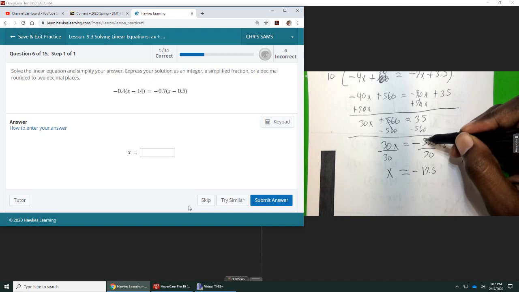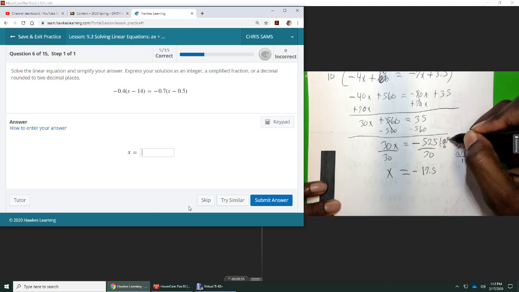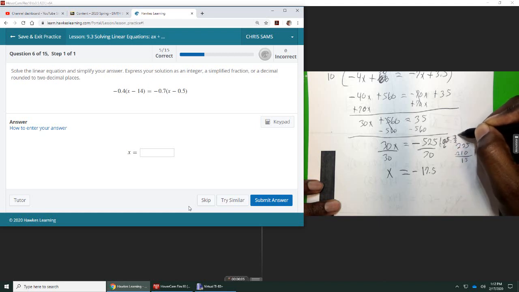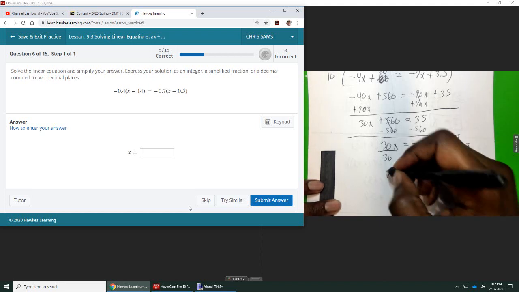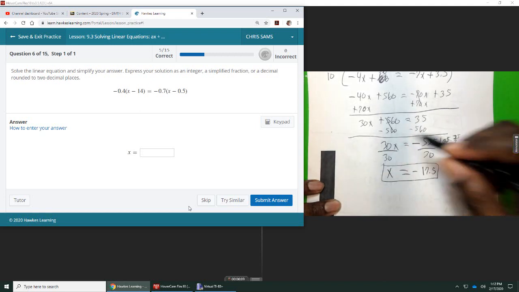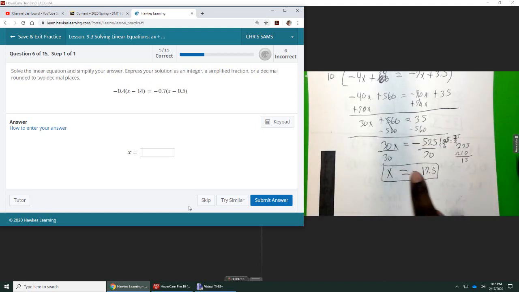So each 100 is 20. So this should be 20 times 5, which is 105. So this should be 105, actually. And then if you divide both of those by 3, that will give you 2, and that will give you 35. That's better. Okay. So you can divide that with a calculator to speed it up. But 17.5 negative is what we should get.